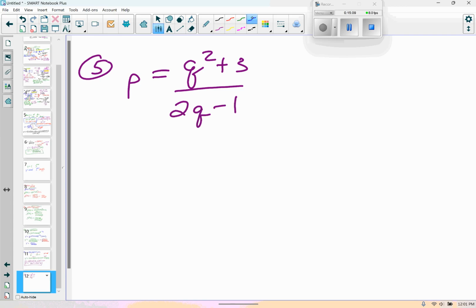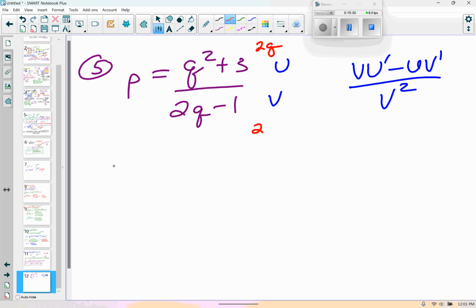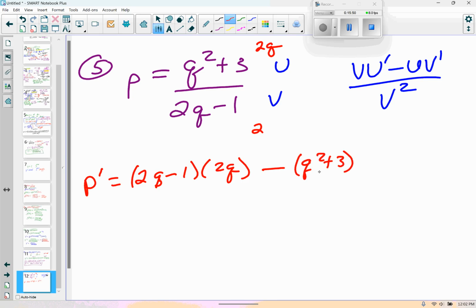All right, this is one of our quotient rules. So I have U on top, I have V on bottom. So I'm going to go V times U prime minus U times V prime over V squared. Okay, we got this. So the derivative of this is going to be 2Q. The derivative of this is going to be 2. Let's plug it all in that we know. So P prime equals V, which is 2Q minus 1, times the derivative of the top, 2Q, minus U on top, Q squared plus 3, times the derivative of the bottom.